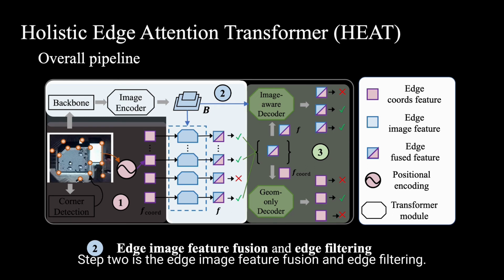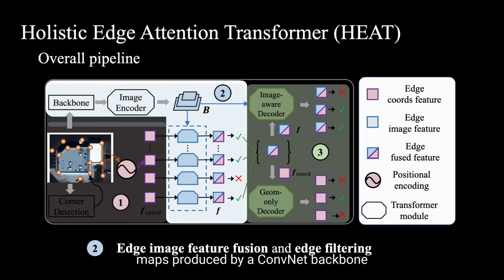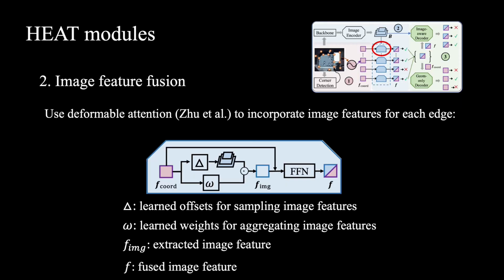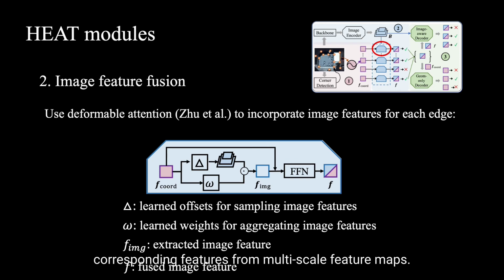Step 2 is the edge image feature fusion and edge filtering. Edge nodes extract image features from the feature maps produced by a convnet backbone, and we filter out easy negatives to reduce the computational cost of future operations. The image feature fusion module for the edge nodes is inspired by deformable attention. Each edge predicts its own sampling locations and weights for efficiently extracting corresponding image features from multi-scale feature maps.